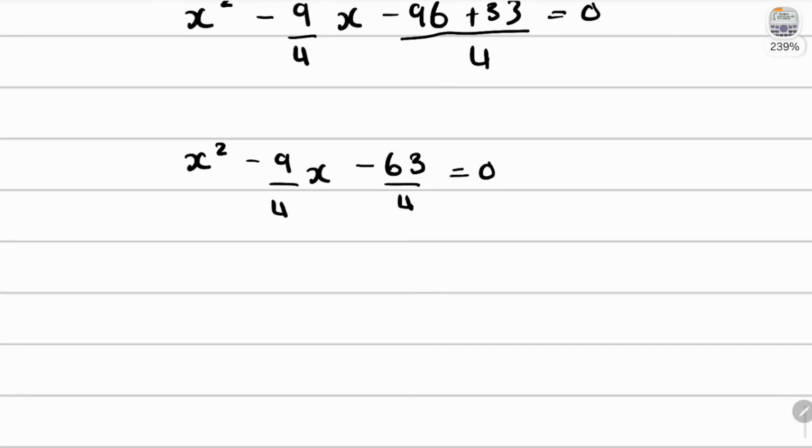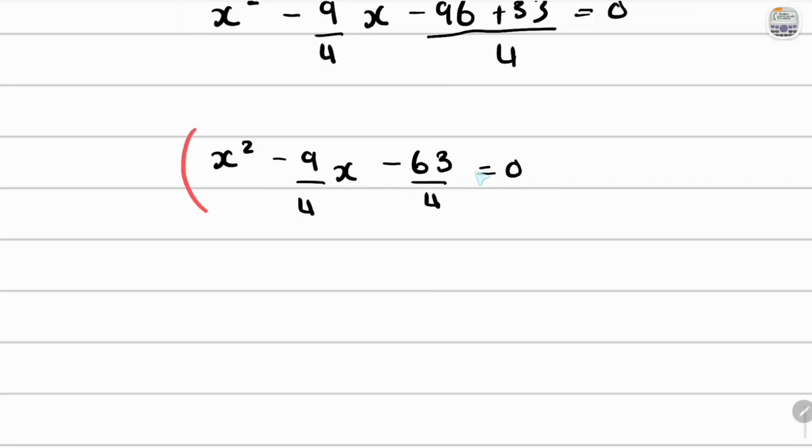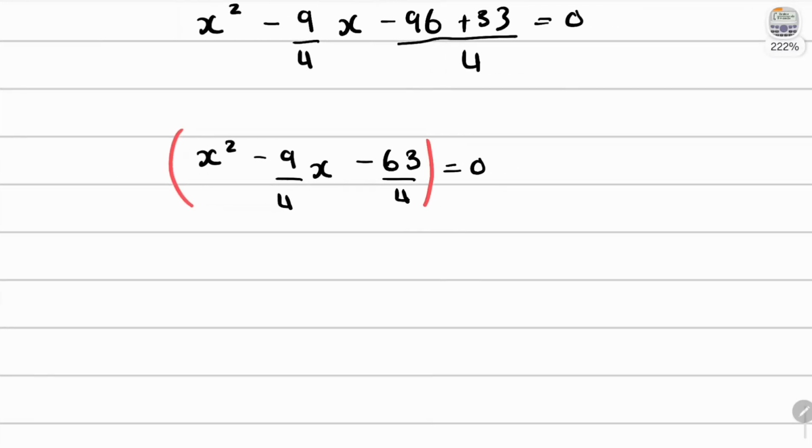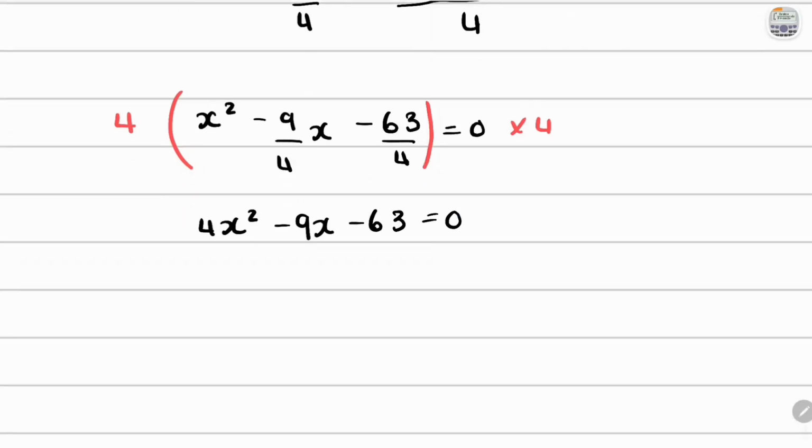To solve for x, we can't just get rid of this denominator of 4, so we can factorize, if it can be factorized. We'll see. It may be decimals, but we'll see. Okay, multiply both hand sides by 4 to get that 4 out of the denominator. And now we'll have 4x squared, and then the 4's would cancel with the denominators of 4. So that's -9x, and minus 63 is equal to 0.